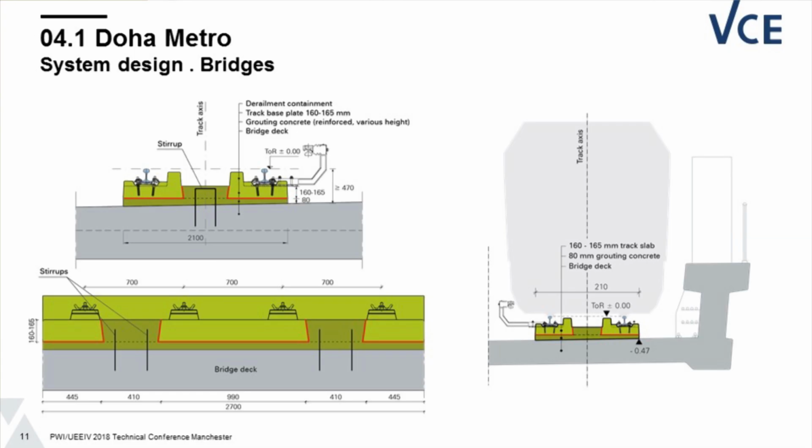You see here some typical cross sections. This is a cross section on the bridge. We have only a height of 470 millimeters from top of rail to the top of the bridge deck. And we also have tolerances in this bridge deck, so there is very limited space available here, which means that we have a grouting concrete thickness of 80 millimeters maximum. And then we connected the bridge deck with our system by such stirrups, which were post-drilled into the bridge deck. You see here also the situation with the third rail. I come later on to this.